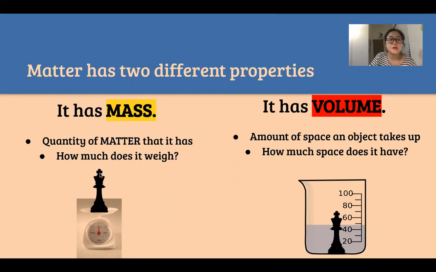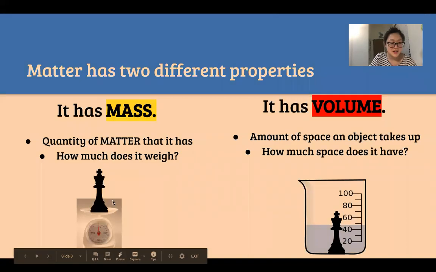So for example, this little chess piece right here, if we were to put it on a scale, it would tell us the quantity of matter that this chess piece has. While in this diagram, if we were to put a chess piece inside a beaker of water, the question would become, how much space is this chess piece taking up in this beaker filled with water?